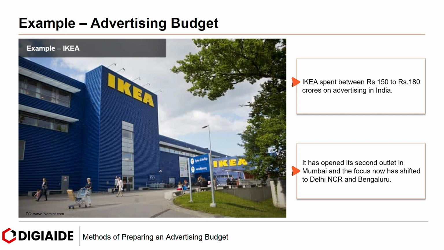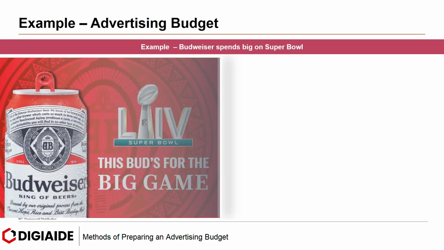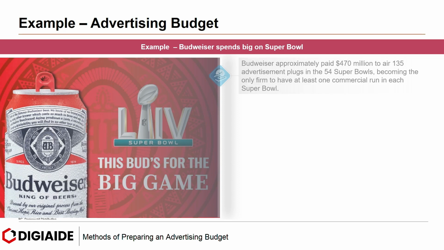And the final example on Budweiser. Budweiser spends big on Super Bowl. Budweiser approximately paid $470 million to air 135 advertisement plugs in the 54 Super Bowls, becoming the only firm to have at least one commercial run in each Super Bowl.